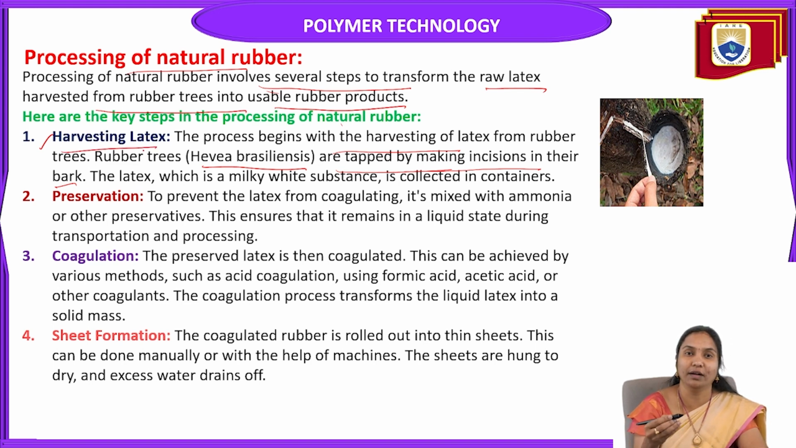We collect the latex from the rubber trees by cutting, that is, tapping by making incisions in the bark. When we cut the rubber tree, we get a milky white fluid called latex. Harvesting of latex is the first step in the processing of natural rubber. And the second one is preservation, to prevent the latex from coagulating.